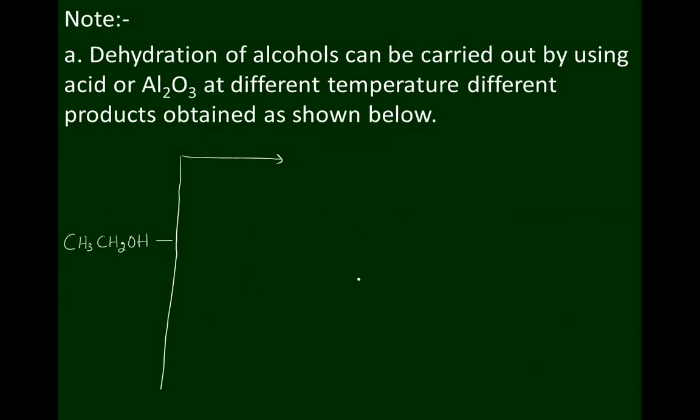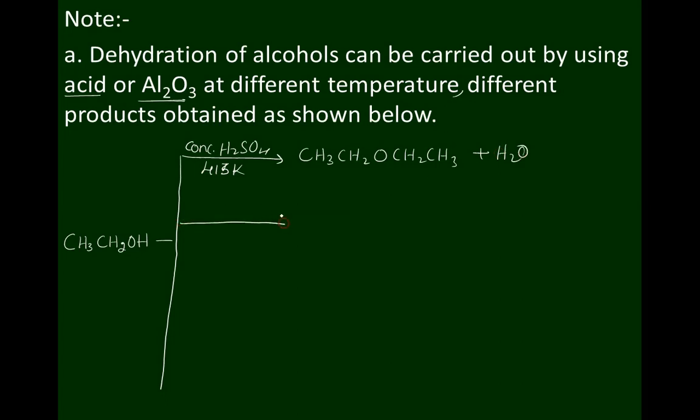Dehydration of alcohol can be carried out by using concentrated acid as well as aluminum oxide at different temperatures. It gives different products. When ethanol is treated with concentrated sulfuric acid and the reaction mixture is heated up to 413 Kelvin, it undergoes dehydration reaction to form ethers.